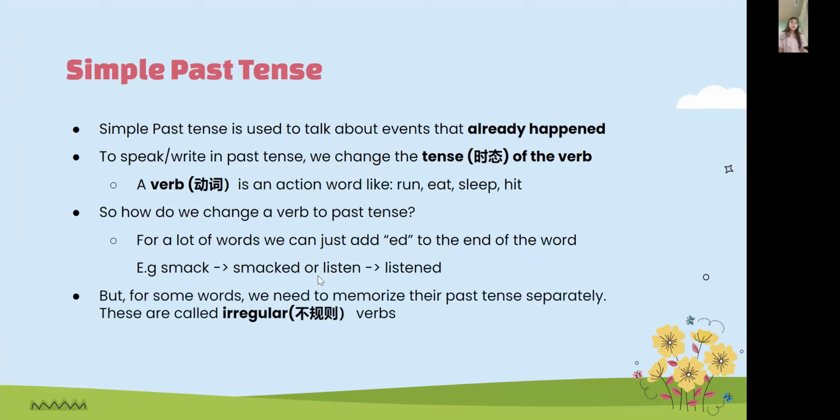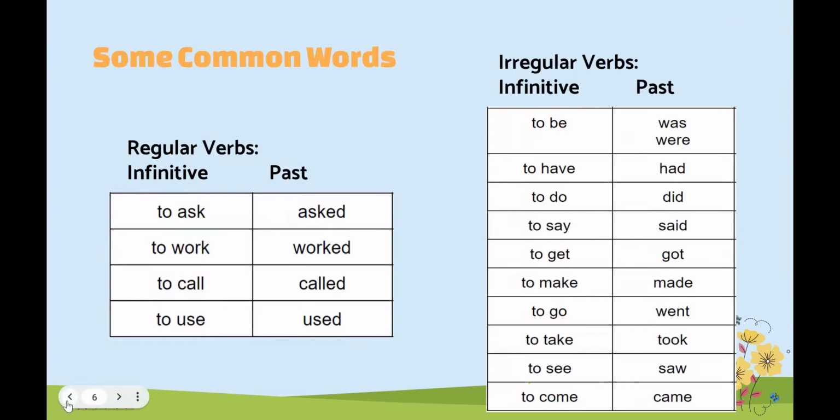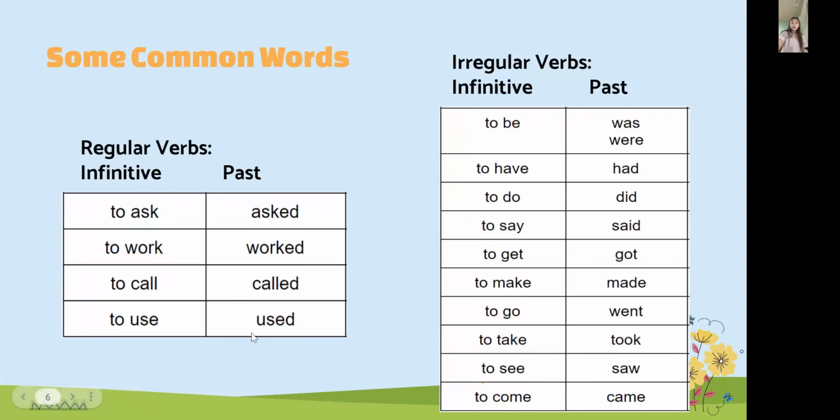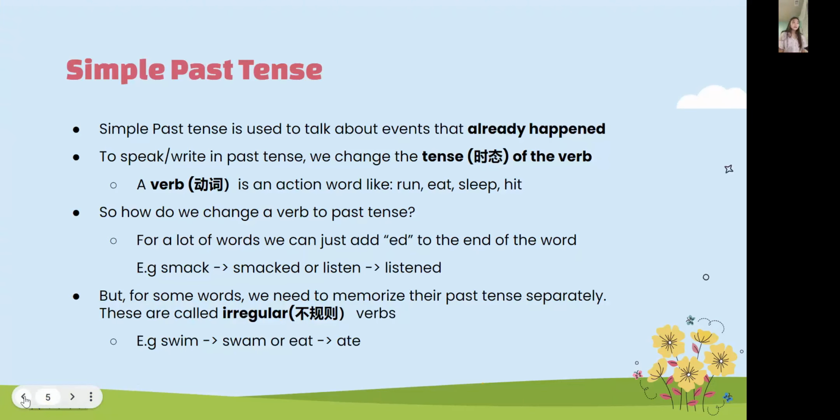But for some words, we need to memorize their past tense separately. These are called irregular verbs. For example, swim turns into swam, and eat turns into ate. So actually, I was thinking before we get into the slide, does anybody know an example of an irregular verb that we use in English?